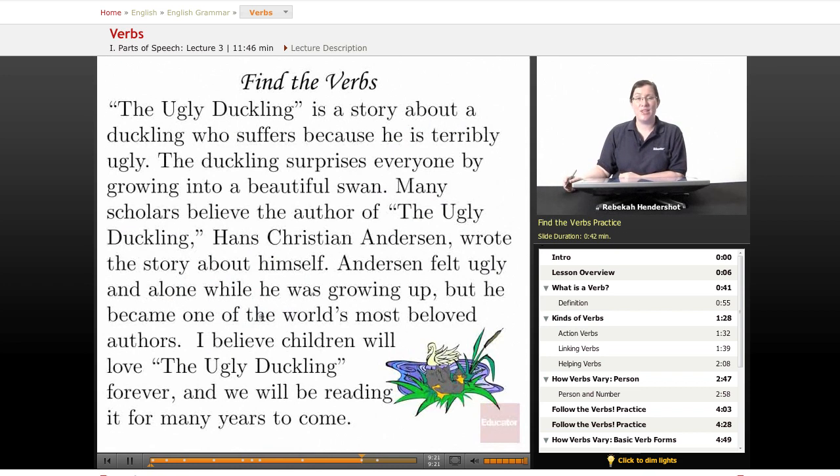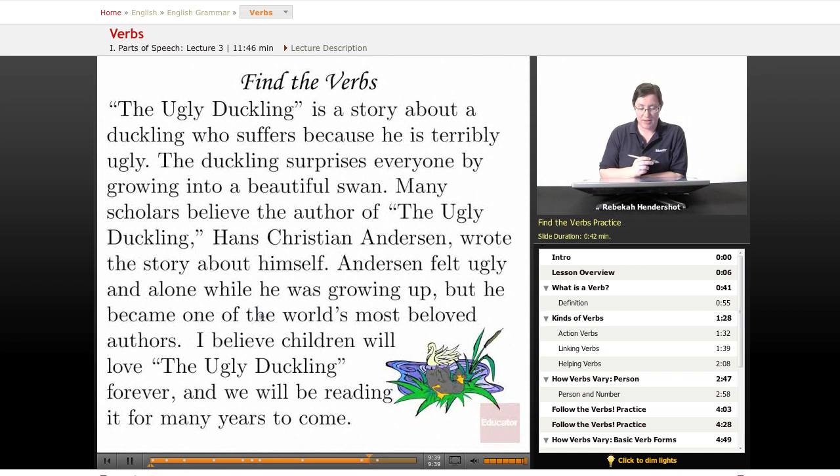All right. Now that we've done a pretty basic overview of verbs and how they vary, let's see if you can find the verbs in this passage and figure out what kind we're dealing with. The Ugly Duckling is a story about a duckling who suffers because he is terribly ugly. The duckling surprises everyone by growing into a beautiful swan.